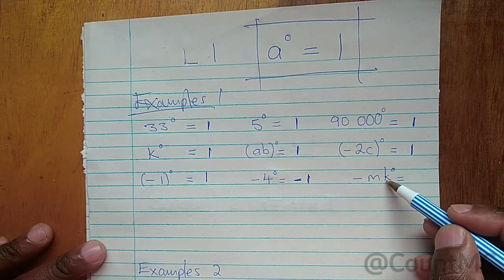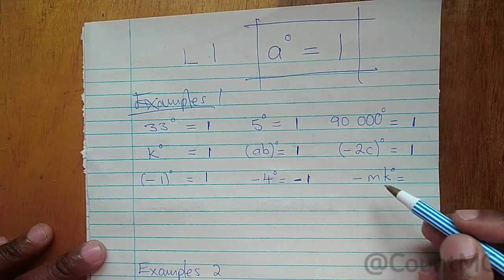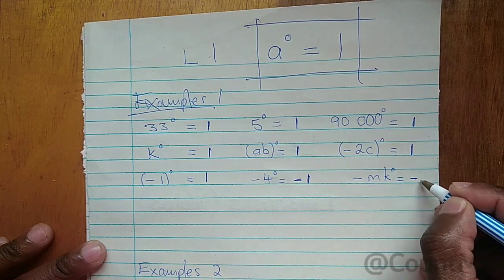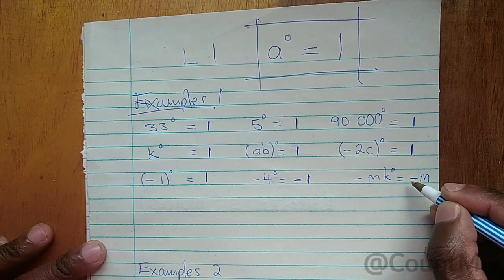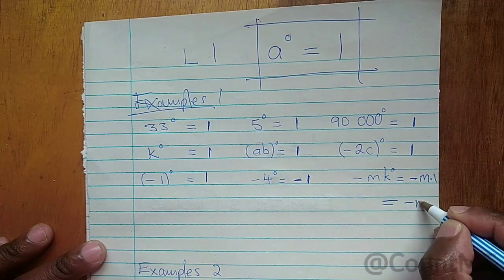Here, the 0 is only affecting the k. It's not affecting everything. But if we had put brackets, it would affect everything. So it's only the k which is being affected. So we put back the m and the minus times 1. So your answer equals minus m.